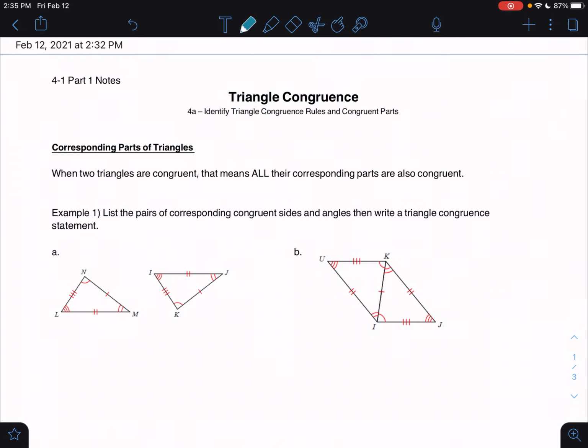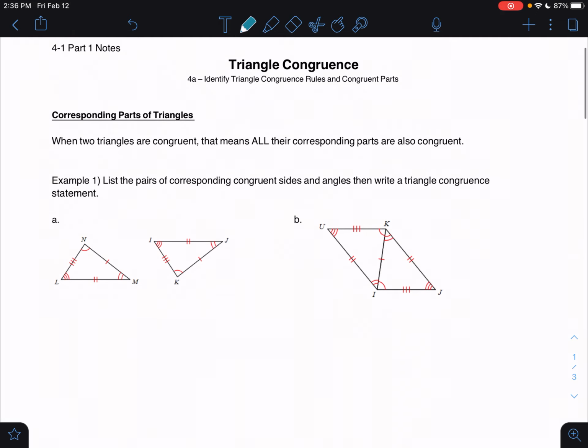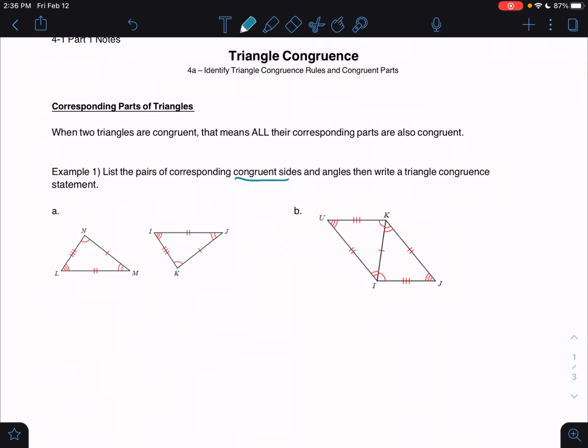Today we're going to go into 4.1 Part 1 notes, identifying triangle congruence rules and congruence parts. So we're just going to start off by labeling pairs of corresponding congruent sides and angles and then writing a triangle congruence statement. Now this might seem fairly easy at first because we've already learned about congruent triangles and about congruent sides and angles. So when we have the tick marks here, like one tick mark and one tick mark, that means those sides are congruent.